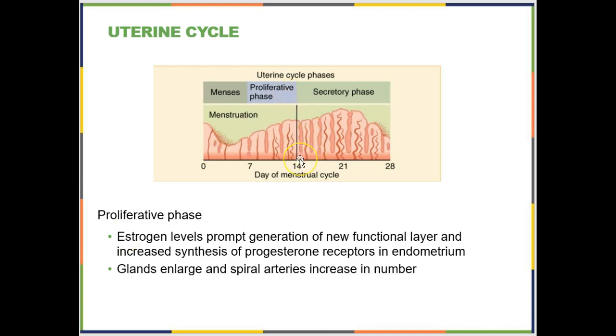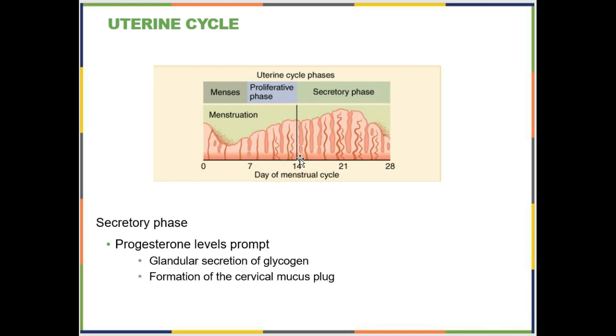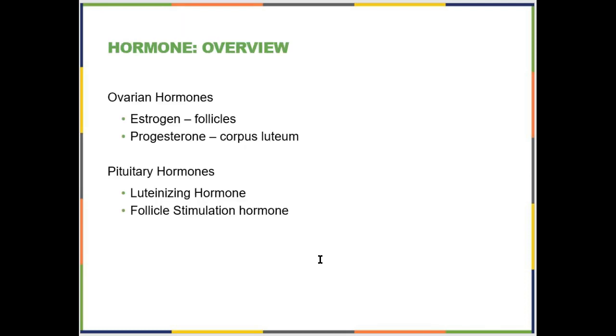Then following ovulation, the uterus switches into the secretory phase. This is promoted by rising levels of progesterone, which changes the architecture of the endometrium and encourages it to secrete the mucus and other substances that are going to be required for the development of a placenta and the maintenance of the placenta. So that's the ovarian cycle and the uterine cycle, both relatively straightforward.